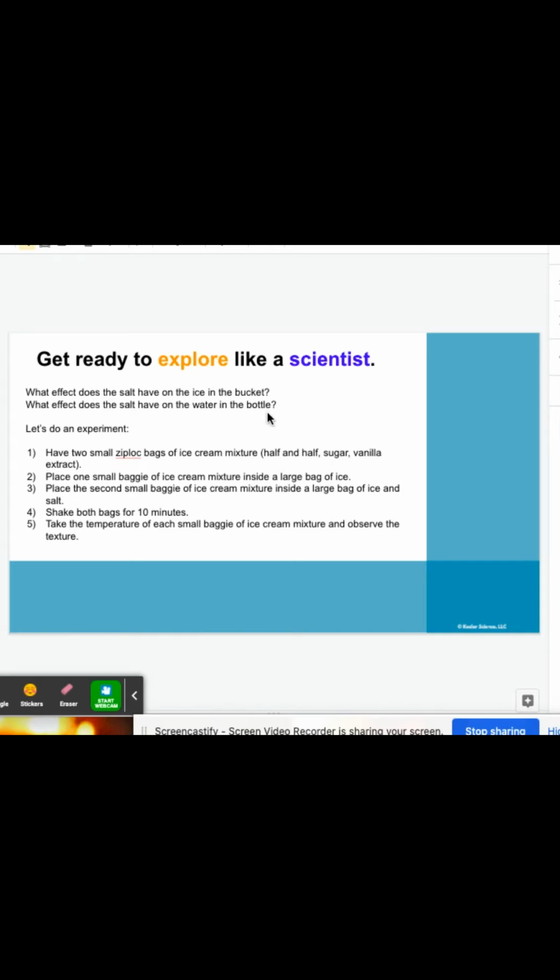So instead of studying a bottle of water that's going to instantly freeze, we're going to take a look at an ice cream mixture and see if it freezes and what the salt's effect is on the ice. So you have the ingredients here. If you want to try this, you can pause the video and try this at home. And let's take a look at the experiment.